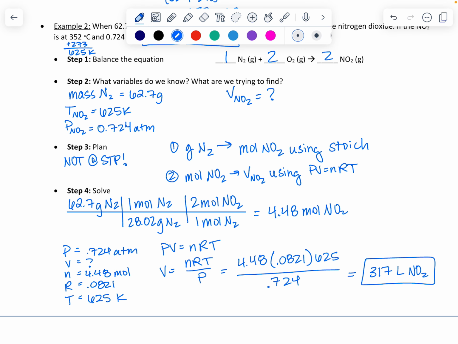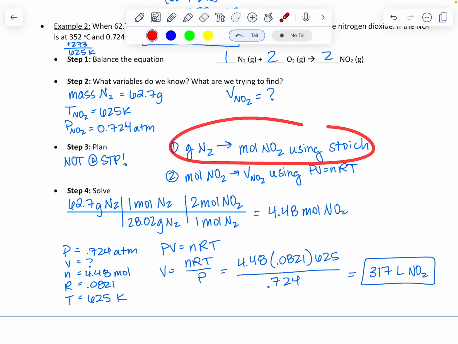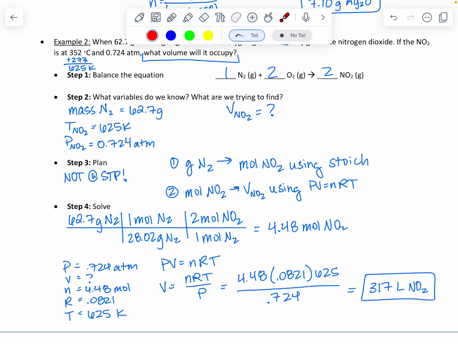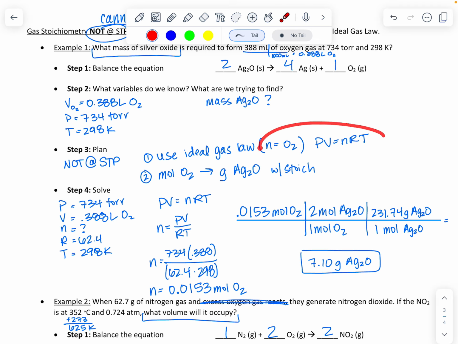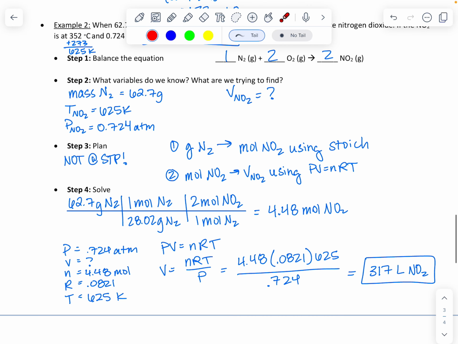So notice here, in this problem, we had to do stoichiometry first to get the moles of the substance, and then we were able to solve that with the ideal gas law. So a little bit different order than what we did with our first example up above, where we solved ideal gas law first to get the moles, and then we used the moles to do stoichiometry to get the mass of the other substance. So when you're solving these problems, it's usually one of two ways. You're either doing ideal gas law first to find moles and then using stoich train tracks, or you're doing stoichiometry first and then you're solving the ideal gas law.